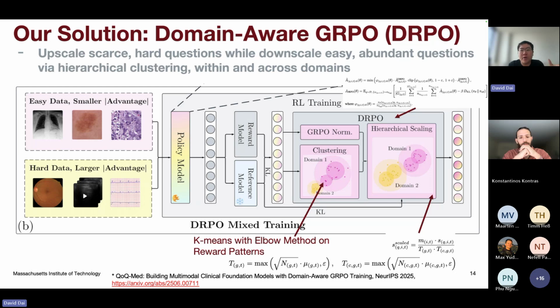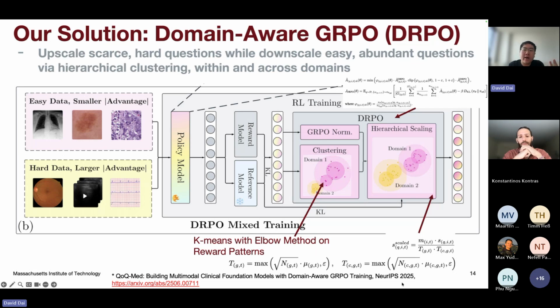We first cluster samples by their inherent domain. So for example, the X-ray images fall into one big cluster, and the ultrasound will fall into another smaller cluster. And then at a more fine-grained level, we employ k-means clustering based on the downstream reward patterns, such that harder samples within each domain will fall into one cluster, and easier samples will fall into another cluster. The exact number of clusters at this stage is automatically determined by the elbow method from the k-means.